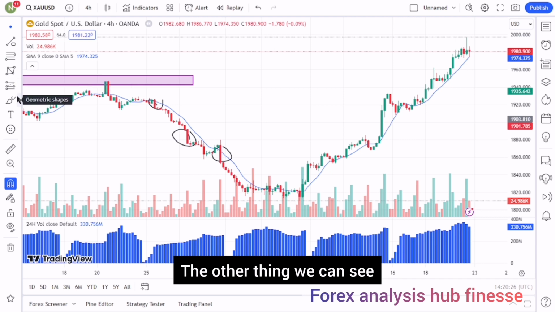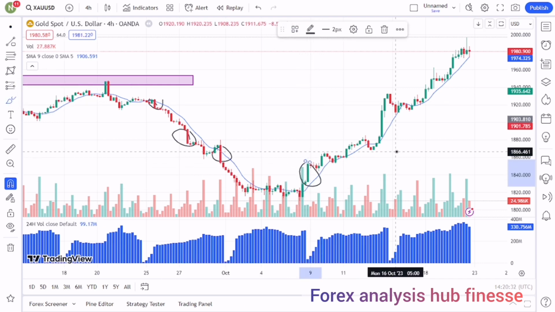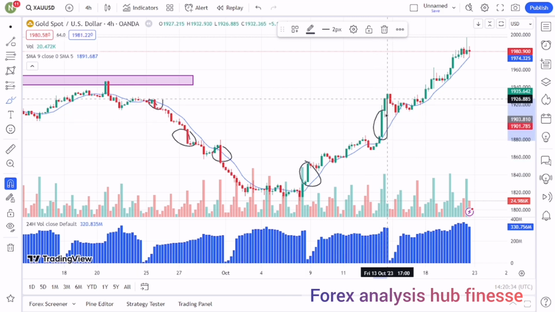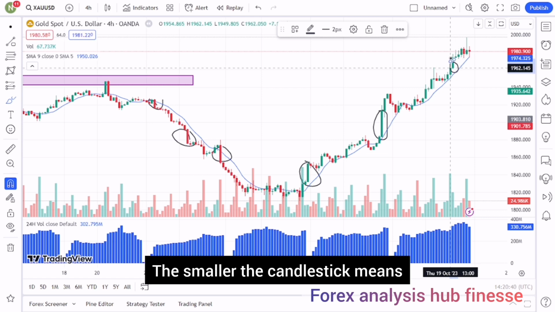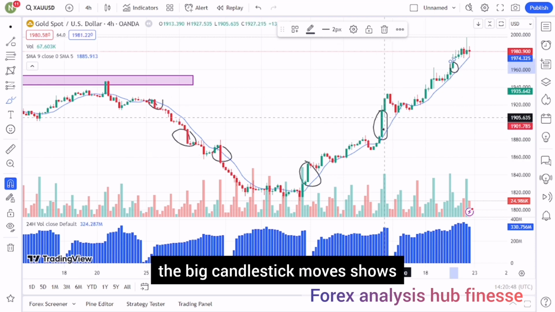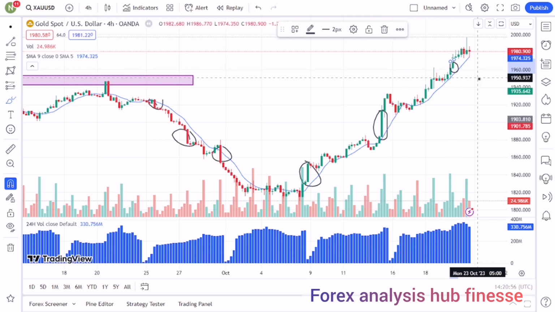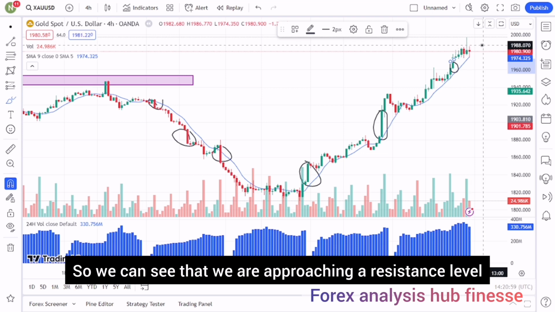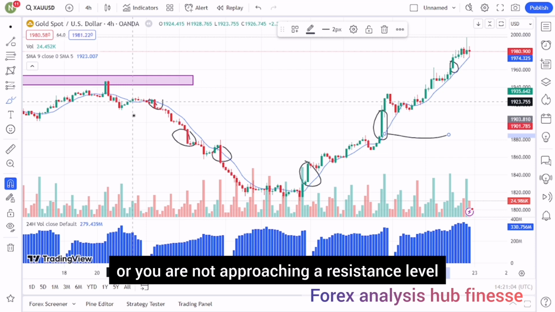The other thing we can see on the bullish side, we had a long spike here. We had another long spike here. And then we have these small spikes. The smaller the candlestick, the more it means the momentum is decreasing. As you can see, the big candlestick moves show that the buyers are very many and very strong. As they go up, they try to reduce. So we can see that we are approaching a resistance level. This is a way to identify if you are approaching a resistance level or not.